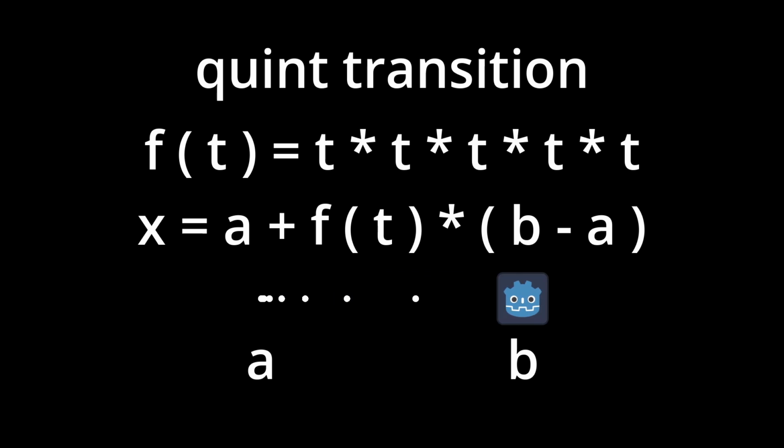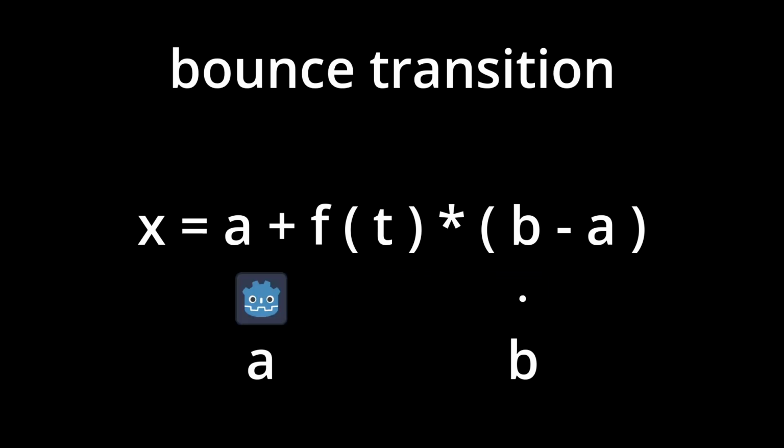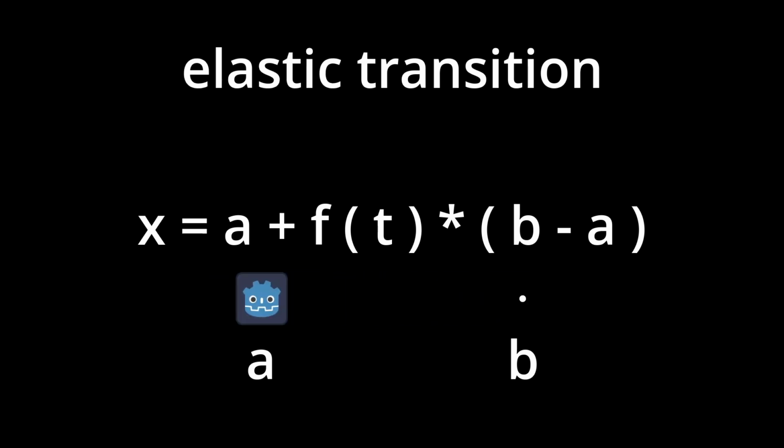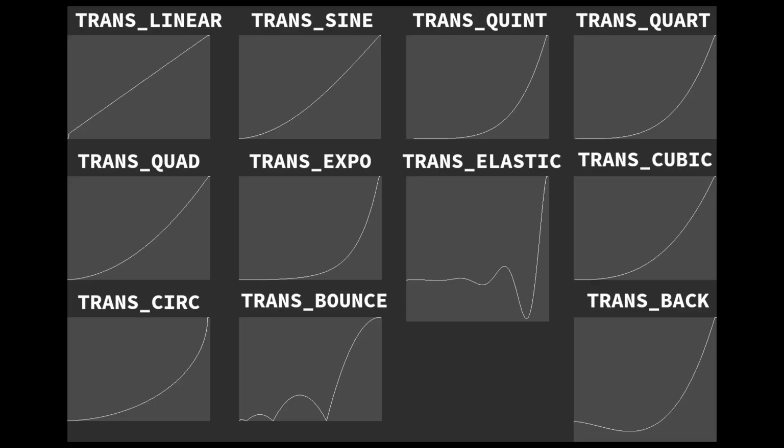More complex formulas can also be used which move backwards, like bounce, and some even extend outside the limits of the known data points, like back or elastic. Here's a graphic that shows all of the most common transition formulas as a graph with time on the x-axis and the property being tweened on the y-axis.